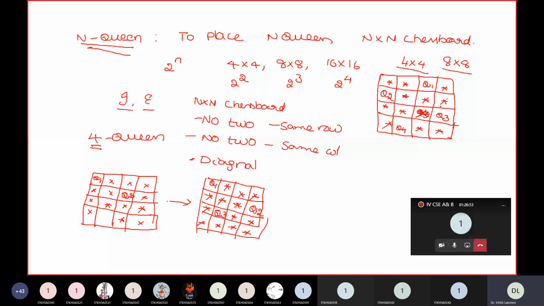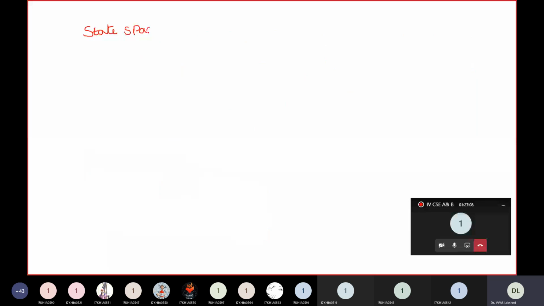So, state space tree. Here in the state space tree all the possibilities are shown. Here it is a 4x4 chessboard, that's why we are going to take a 4x4 chessboard. While drawing the state space tree, a small difference is there between the state space tree and the solution space tree.